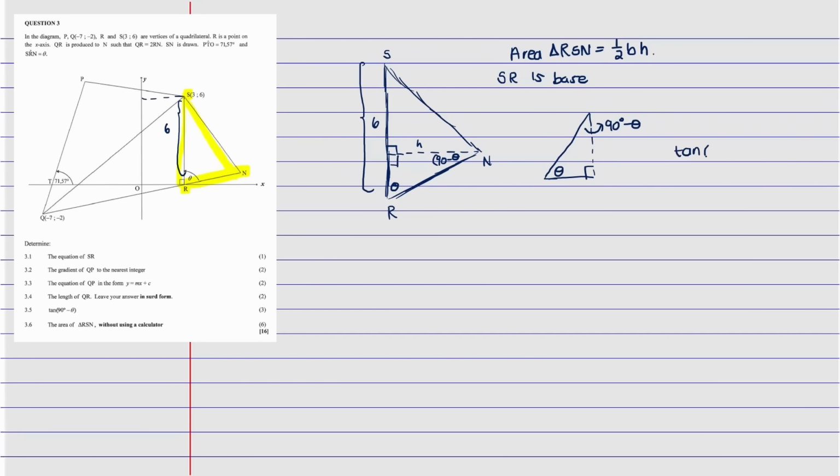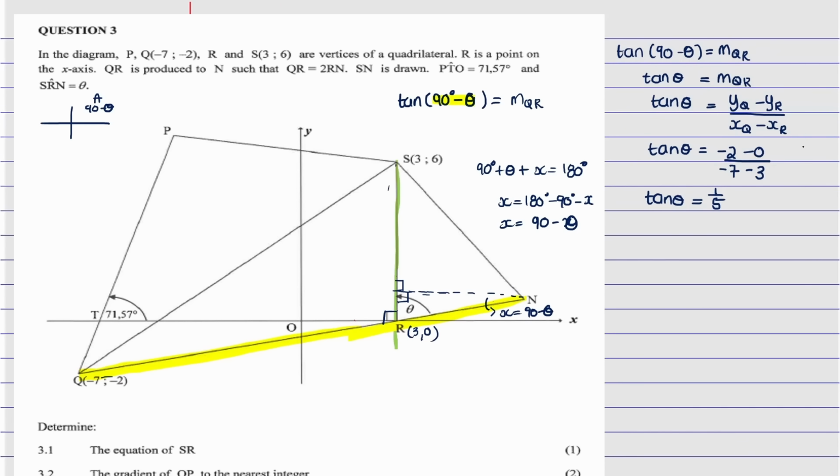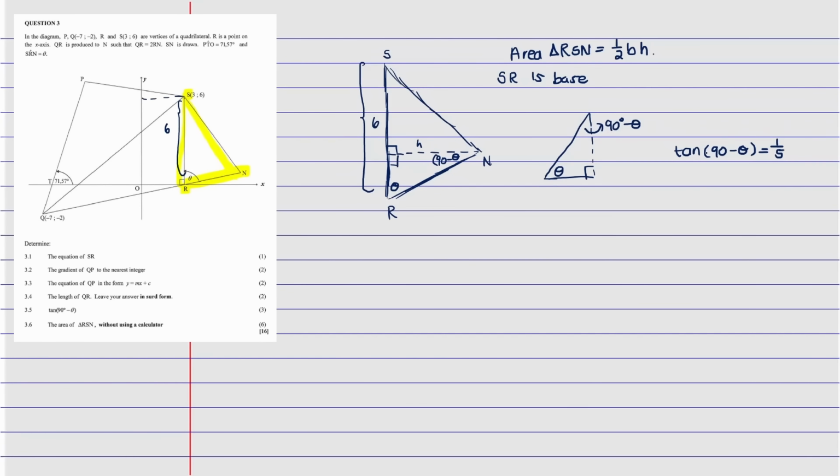We know that tan of 90 minus theta is equal to what? Remember when we did the calculations here, right? Even if you didn't reduce it, this is basically the same. Tan of 90 minus theta is basically equal to 1/5, right? So that's what it is, right? So knowing that relationship, what do we know? We know that tan of 90 minus theta is basically what?